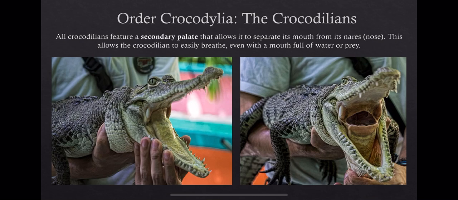So something else that's really cool about your crocodilians is they have a secondary palate. So if you take your tongue and press it against the roof of your mouth, you can feel your palate, your hard and your soft palate, which separates the mouth from the nose. Crocodiles, alligators and crocodilians have a secondary palate, which allows them to essentially section off their mouth and nostrils so that they can have a mouthful of prey and water and still be able to breathe just fine.